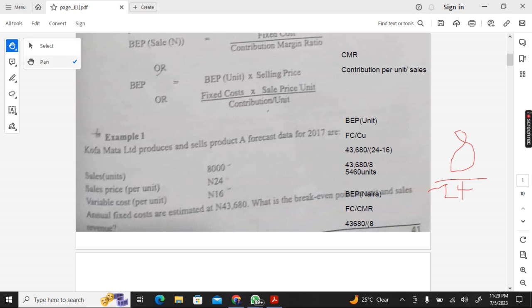So now our answer will not be what? 8 divided by 24 is 0.3333. Now 43,680 divided by 0.3333. That means we have what? 43,680 divided by 0.3333.